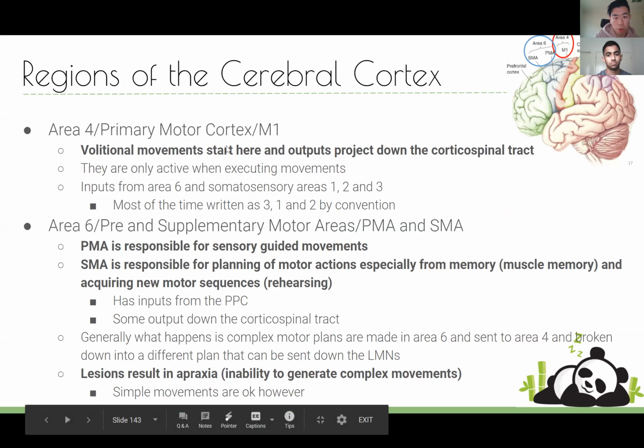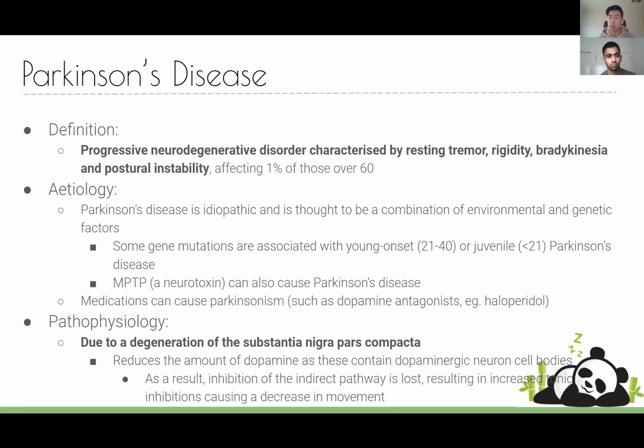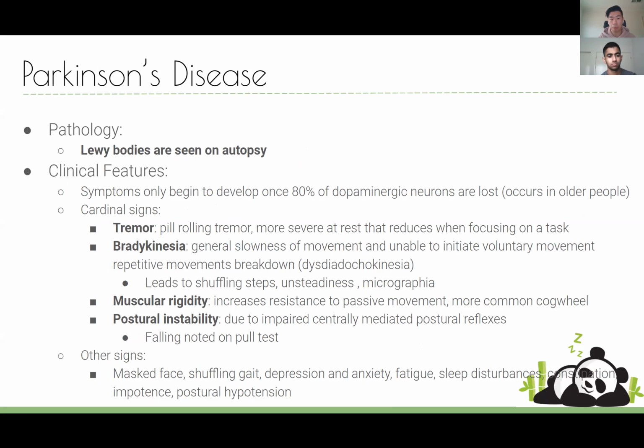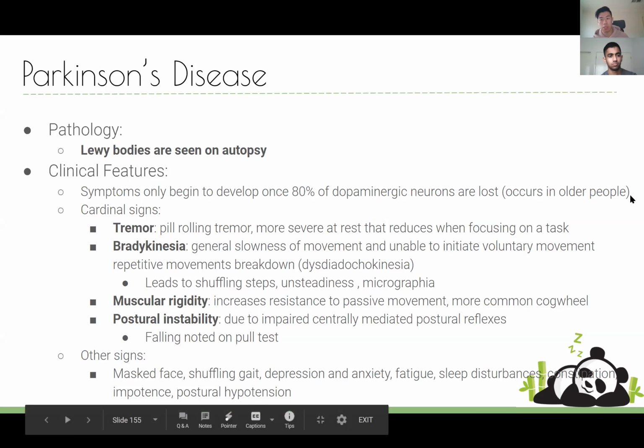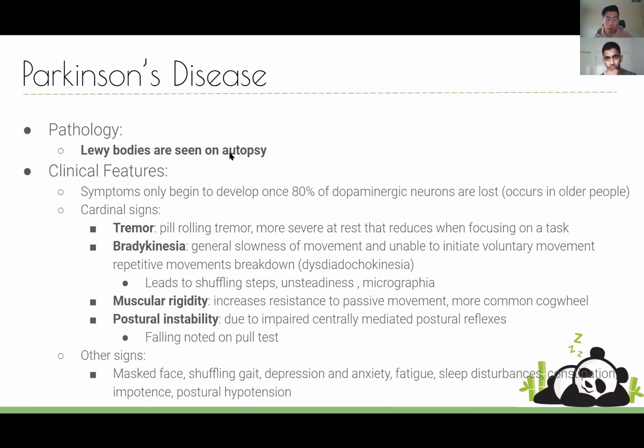Pathophysiology-wise, it's due to a degeneration of the substantia nigra pars compacta, the location that produces the dopamine. As this amount of dopamine is reduced, and it has to be quite significant to get any symptoms, then you'll have a lack of inhibition of the indirect pathway, causing increased tonic inhibition, which results in the akinesia and the bradykinesia that we see. Lewy bodies are seen in autopsy. This is kind of buzzwordy, so it's just important. These can't be found before they pass away, so they're only seen in autopsy.